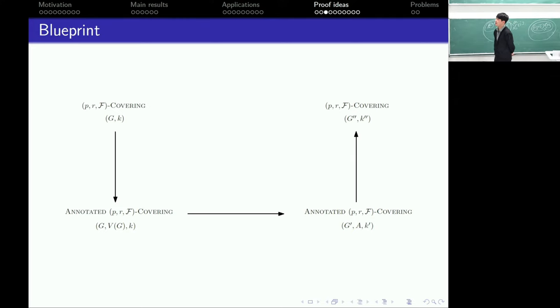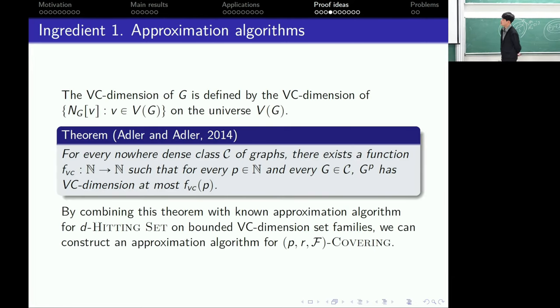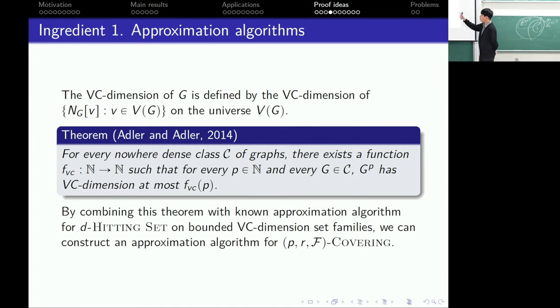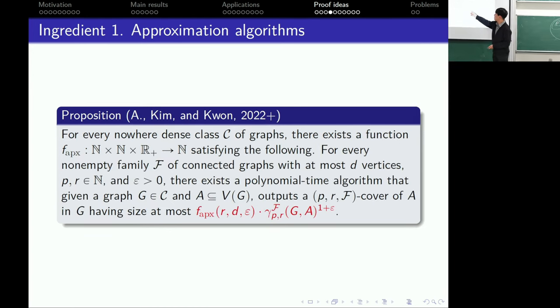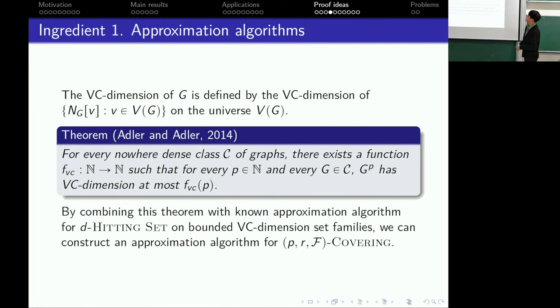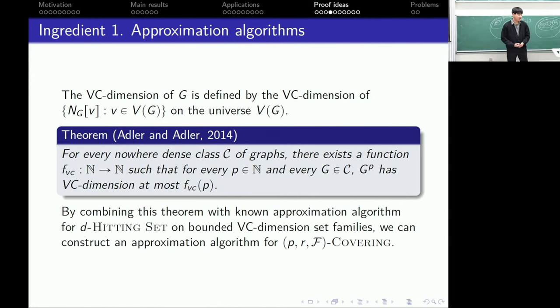To do this, we need several ingredients to show the theorem. The first ingredient is an approximation algorithm. We can always find in polynomial time a solution for the problem that has this many vertices. To do this, we need the VC dimension.